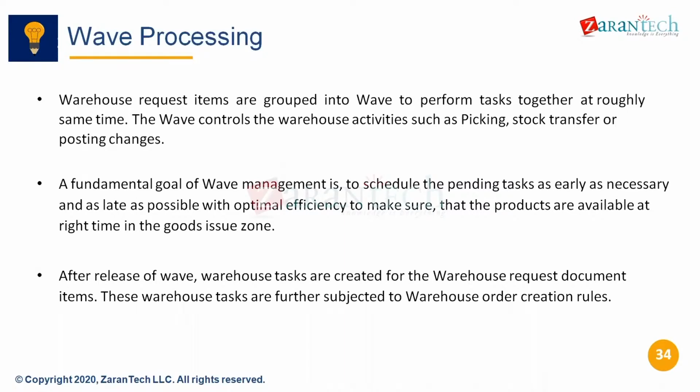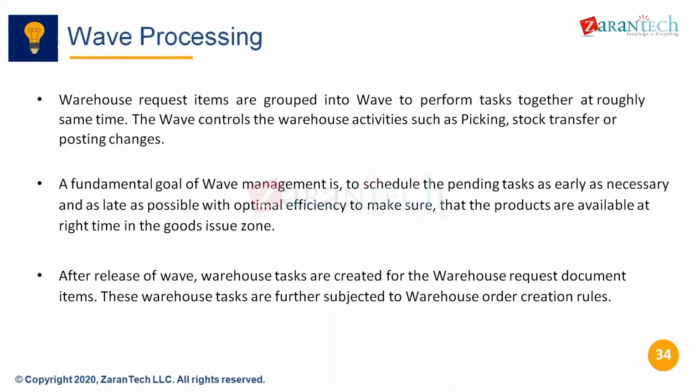And the other optimization that we achieve using wave is making sure the product is in the goods issue area at the right time. So what does right time mean? If we create a delivery and the goods issue date is for next week, or after 2 days, we will not pick the material today and keep it ready for the next 2 days, right? So picking should always happen at the right time.